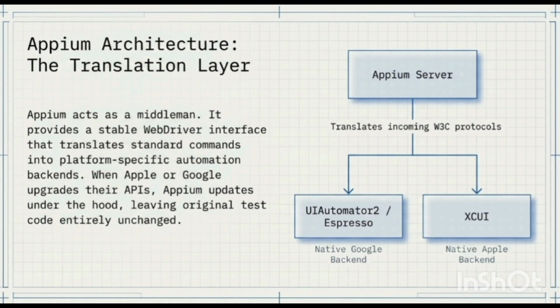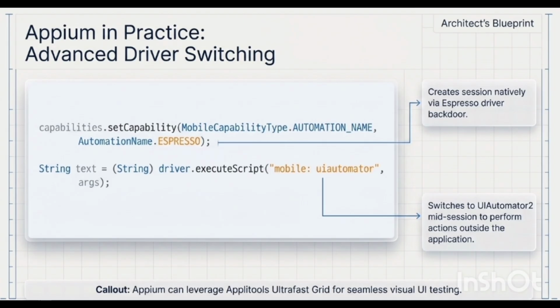And here is the really cool under-the-hood secret of Appium. Oh, I love this part. It doesn't reinvent the wheel. It actually uses Espresso or UI Automator 2 and XCUITest as its backend. Here's where it gets really interesting. Appium is just giving you a universal remote for the wheels Google and Apple already built. Yes, it's a stable WebDriver interface sitting on top of those native tools.